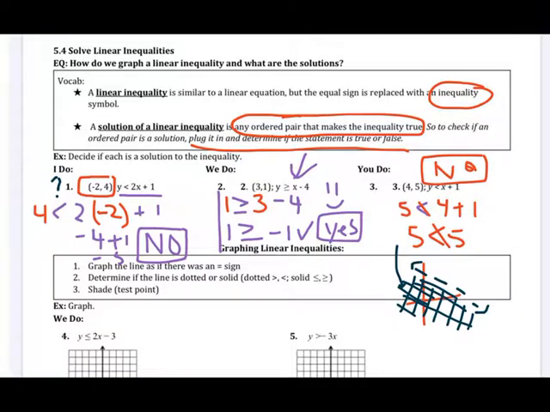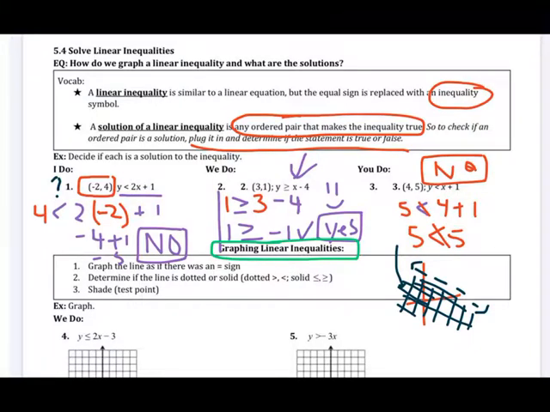So if we're going to graph linear inequalities, which is what the next section in our notes are about, we need to first graph the line part just like we did in Unit 4, just like we did in 5.1. So as if there was an equal sign, if it's in slope-intercept, you can identify your slope and your y-intercept. You can plot your y-intercept and go up and over based on your slope.